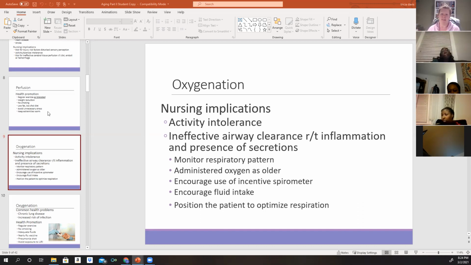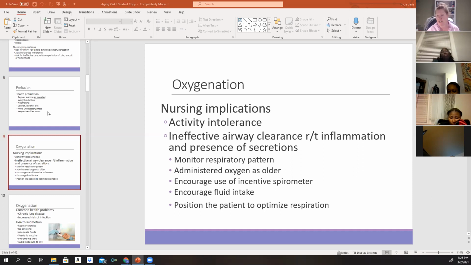Another one would be ineffective airway clearance related to inflammation and presence of secretion. So this could be your patient that has aspiration pneumonia or just pneumonia. So some nursing interventions that we would want to do is that we would want to monitor their respiratory pattern. So we're going to make sure we're really watching and listening and measuring those respirations and making sure that they're between that 12 and 20 range, which we expect to be normal. We would want to administer oxygen as needed.